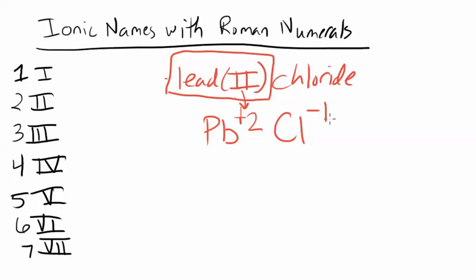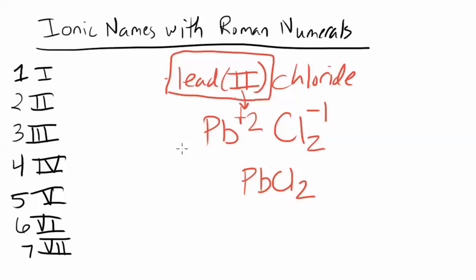So we have +2, we have -1, more positive than negative. So how many chlorides do we need to cancel out this +2? What times -1 will give us 2? That's 2, so we need 2 chlorides. So our final formula is PbCl2.